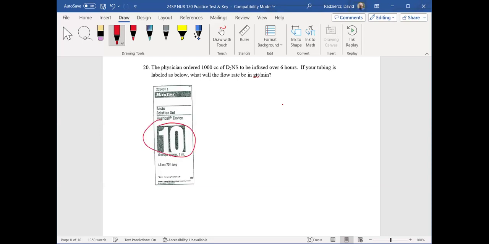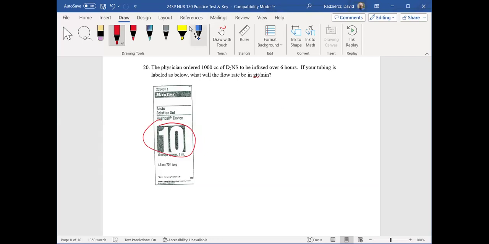And I will say, if it doesn't give it to you, you probably can safely assume that it's 60. And they usually will say microtubing. But they should be either giving you that number or there should be a label that you're getting that number from. You can't just guess it. But if they don't give it to you, it's probably 60. Just letting you know, 60.